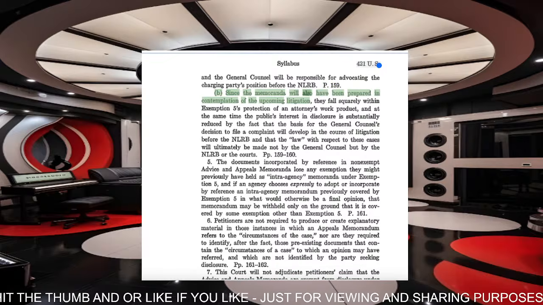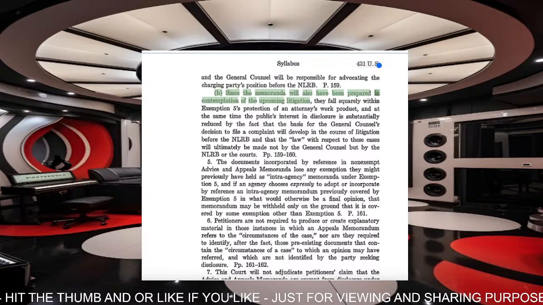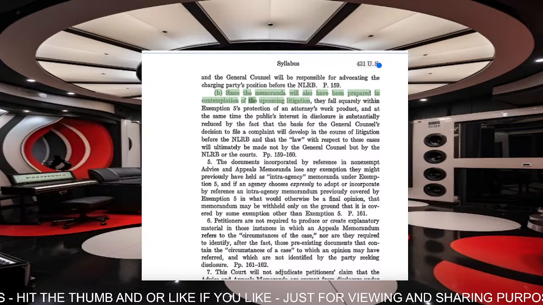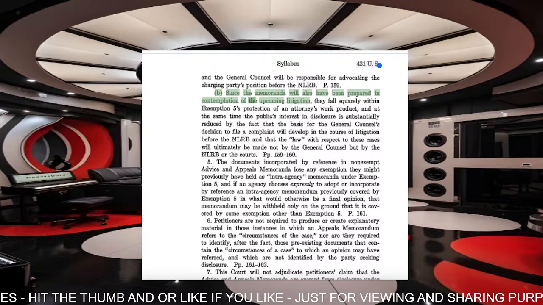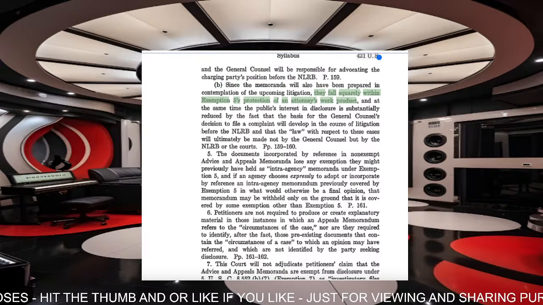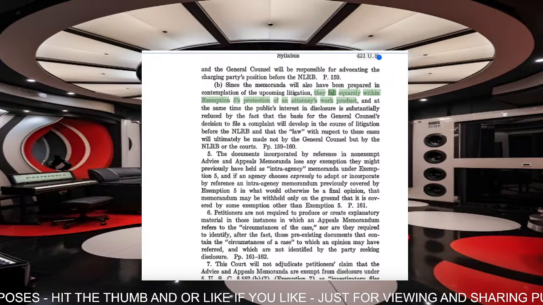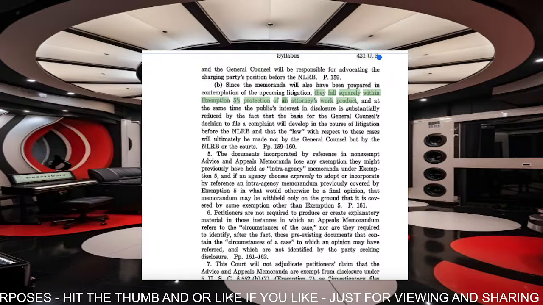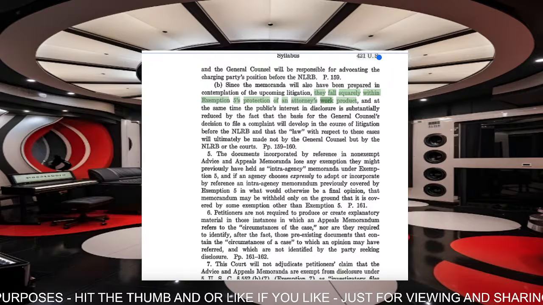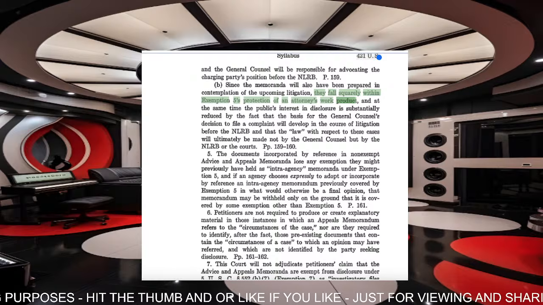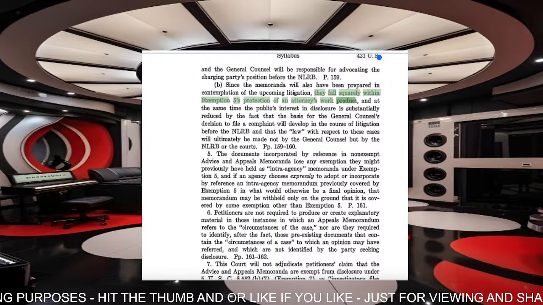Since the memoranda will also have been prepared in contemplation of the upcoming litigation, they fall squarely within Exemption 5's protection of an attorney's work product.